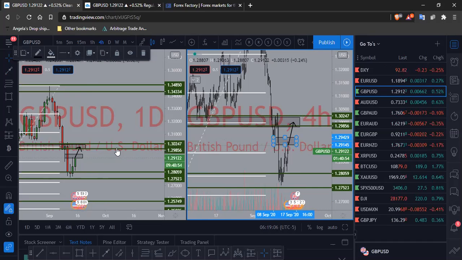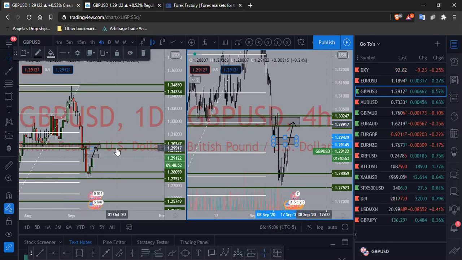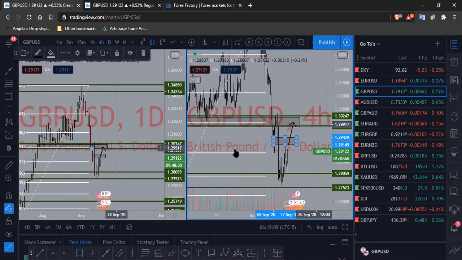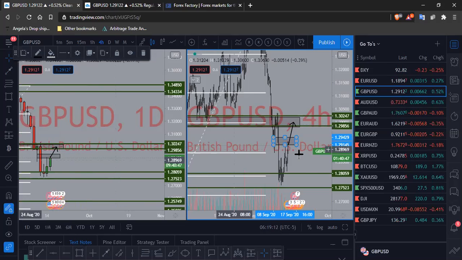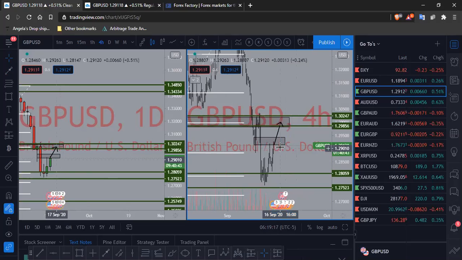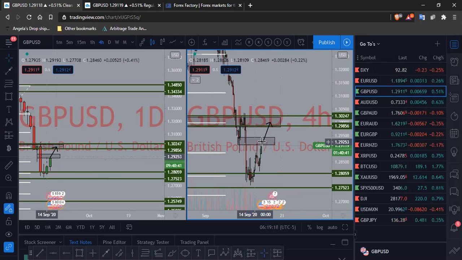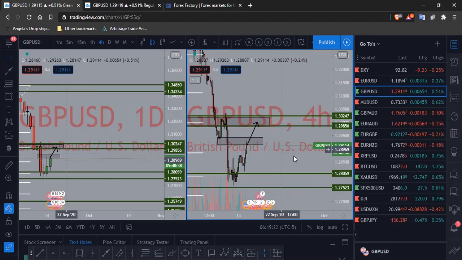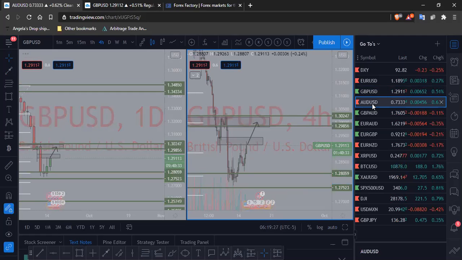Let me see. Yeah, the thing's going good. So like I said, I wouldn't just buy right here. I would wait to see if price is actually going to make more of an impulsive move. So yeah, let's see how this plays out. Still in the trade, not really gonna jump in quite yet.